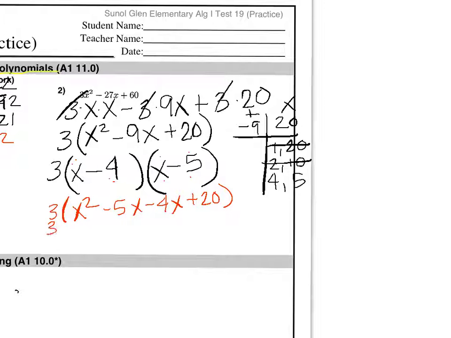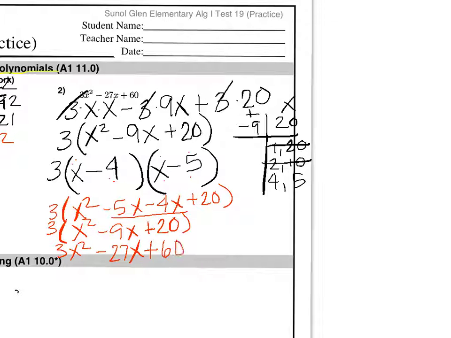And now I'm going to simplify by combining my middle terms. Negative 5x and negative 4x make a negative 9x plus 20. Now I'm going to distribute my 3. So I get 3x squared minus 3 times 9 is 27x plus 3 times 20, which is 60. And this actually matches my first starting equation up here. So I'm good, which means I'm going to take the time to box my final answer.